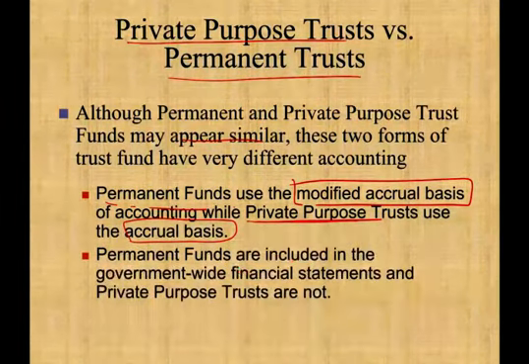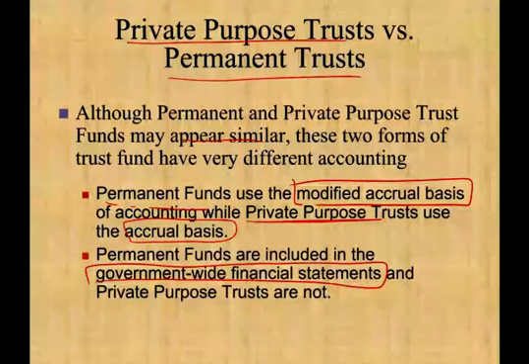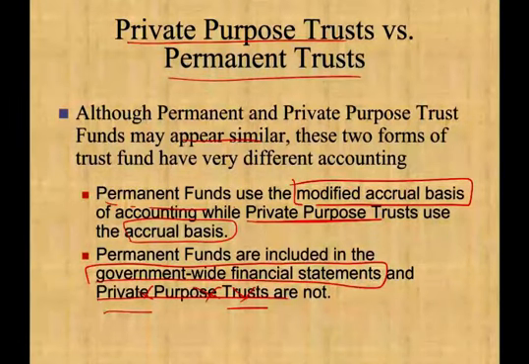Okay. Also, the permanent fund is included in the government-wide financial statements. So when we prepare the government-wide financial statements, the permanent fund is included. The private purpose trust fund is not included in the government-wide financial statements. Remember, those are fiduciary funds. Those funds are not the government's funds. Those are funds that are held by the government for the benefit of someone else. Therefore, they should not be included in the government-wide financial statements.